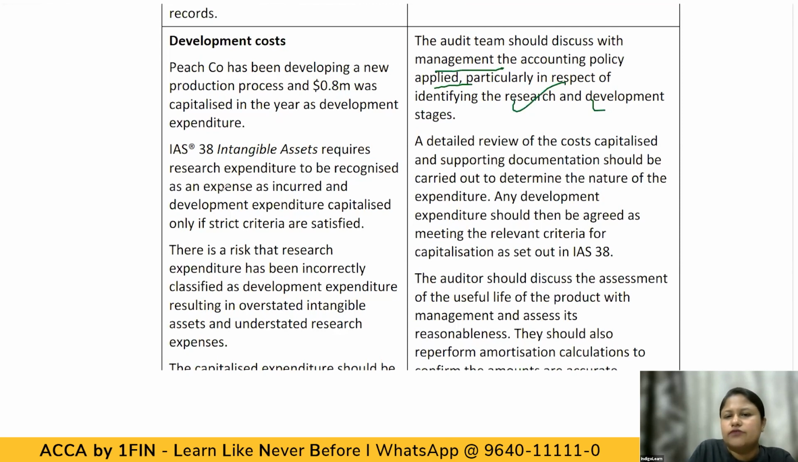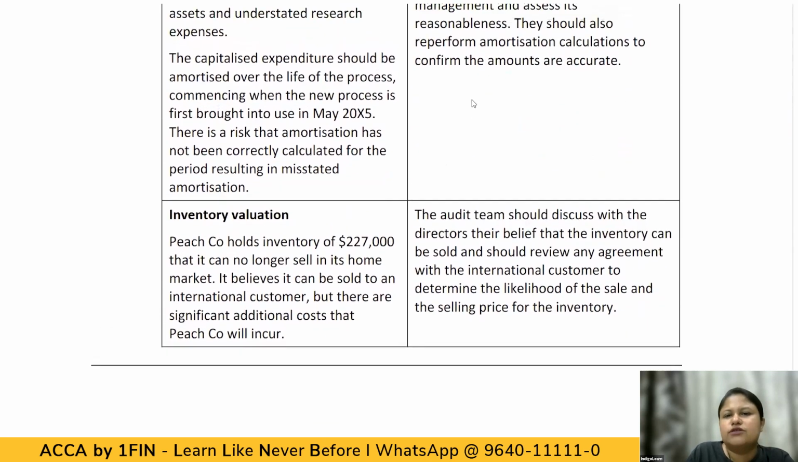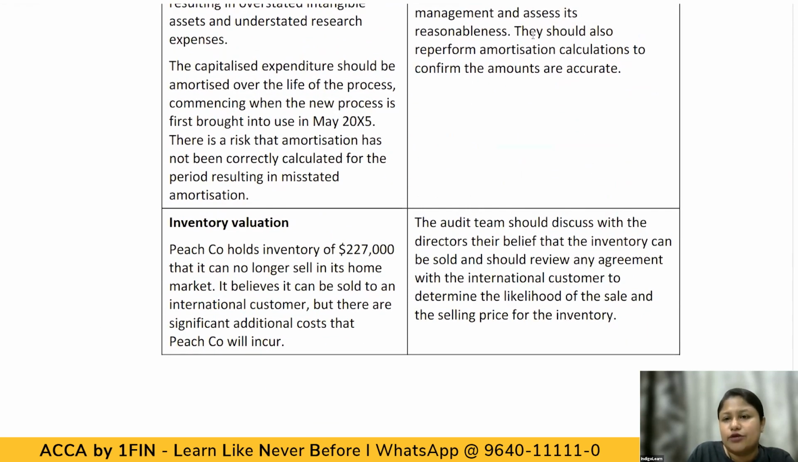You should have the detail of the review of the cost which has been capitalized, with the supporting documentation, to understand the nature of the expenditure. Look whether the development which you have capitalized is meeting the criteria of IAS 38. And obviously, you have to discuss with the management what useful life is considered, and based on that, check whether amortization has been calculated correctly or not. When we did the regular classes, I told you depreciation and amortization are those areas where we actually go for recalculation, reperformance. So basically, the auditor is required to reperform the amortization calculation to ensure whether it is correctly done or not.